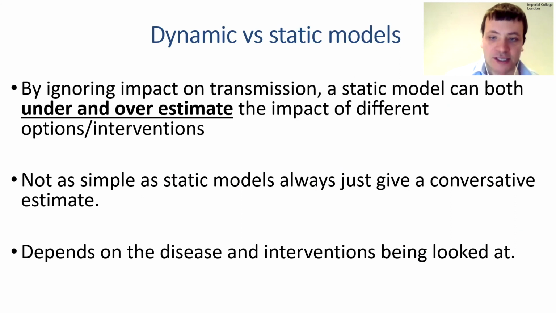So to summarise here, by ignoring the impact of an intervention on transmission, a static model can both under and overestimate the impact of different options and interventions. So it's not as simple as static models only give a conservative estimate. It depends on the disease and the interventions being looked at.